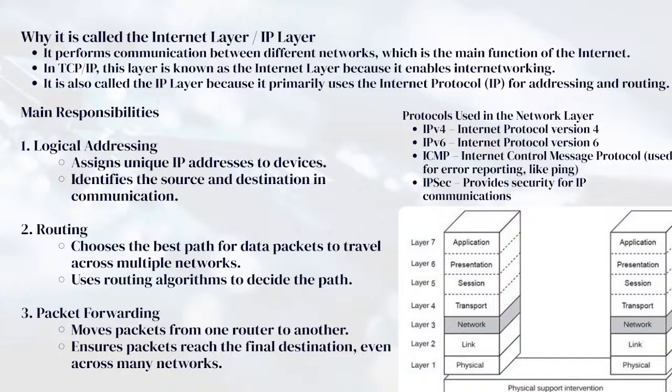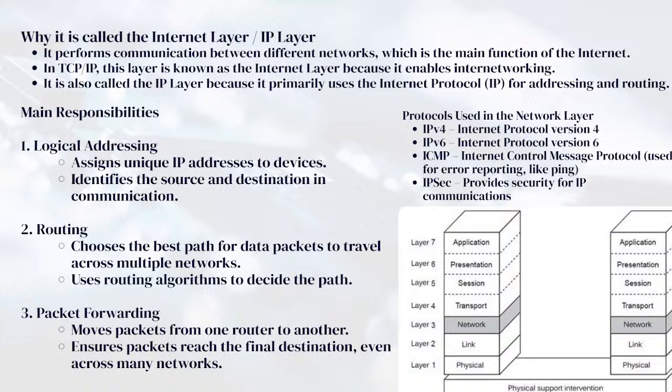Now, what are the main responsibilities of the internet layer or IP layer, or if we talk about the OSI model, the responsibilities of the network layer? The first one is logical addressing, second is routing, third is packet forwarding. Logical addressing means assigning unique IP addresses to devices, and it also identifies the source and destination in the communication.